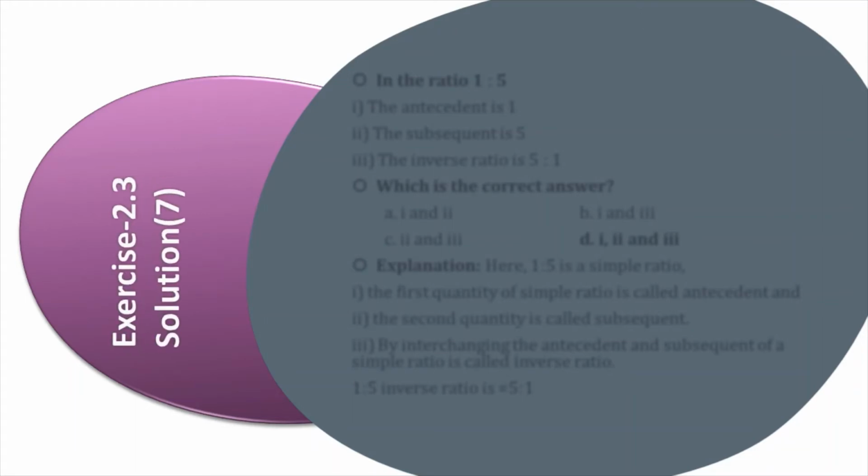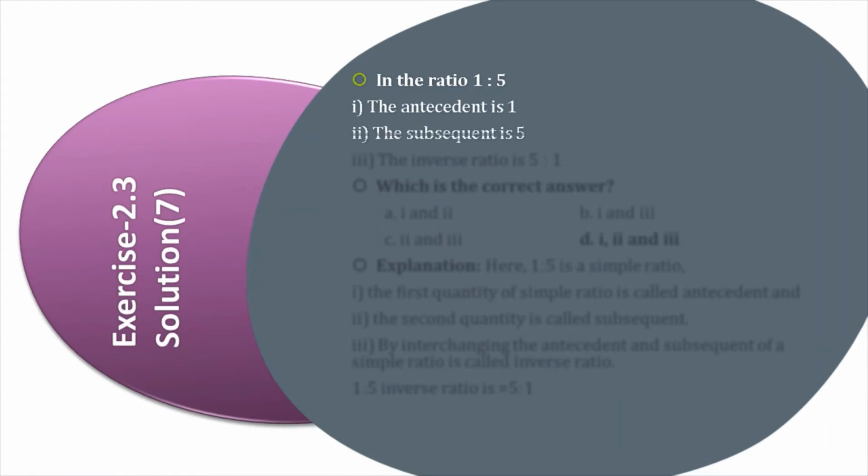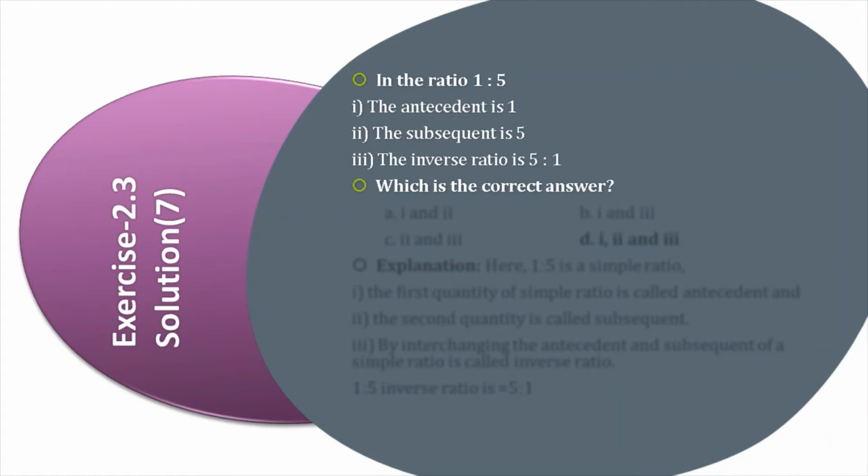Solution number 7. In the ratio 1:5, the first option is the antecedent is 1, the subsequent is 5, the inverse ratio is 5:1. So our question is, which is the correct answer? That means from these 3 options you have to find out which options are correct. Number A 1 and 2, number B 1 and 3, number C 2 and 3, number D 1, 2 and 3. Let us see the explanation. Before that, this marked part is our answer. That means D number 1, 2 and 3, this is our desired answer. Let us see the explanation how we get this answer.